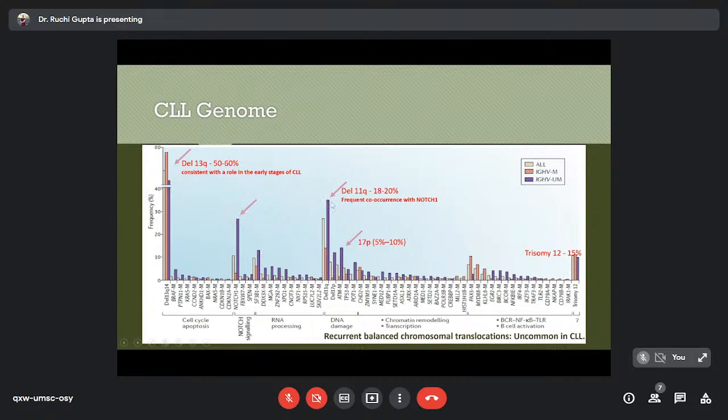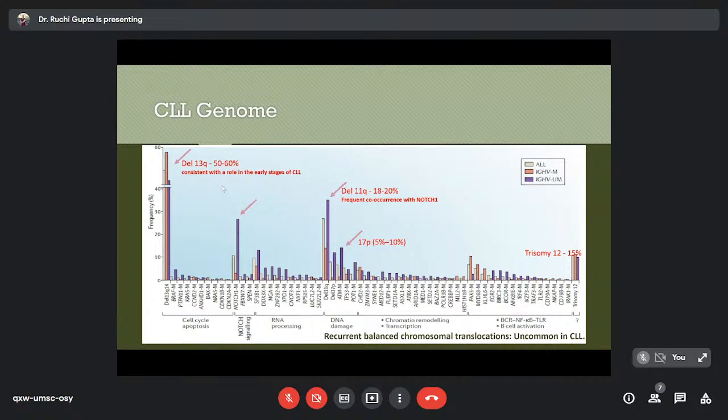So in the cells which have an unmutated genotype, the frequency of these bad mutations like notch, deletion 11, deletion 17, ATM gene mutations, and again over here BIRC3, these are anti-apoptotic and pro-survival or pro-proliferation. So there is a higher accumulation of these genetic abnormalities in cases which have an unmutated genotype as compared to the mutated. And moreover, since deletion 13q has been noted to be one of the primary or initial abnormalities, like the first clones which are formed in CLL, the majority of the patients will have this abnormality.